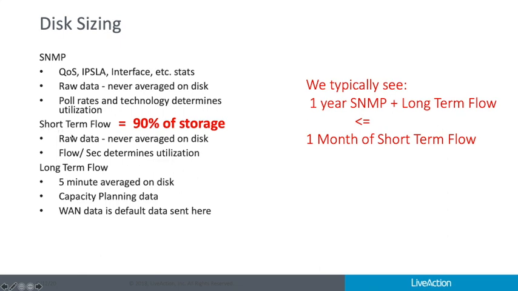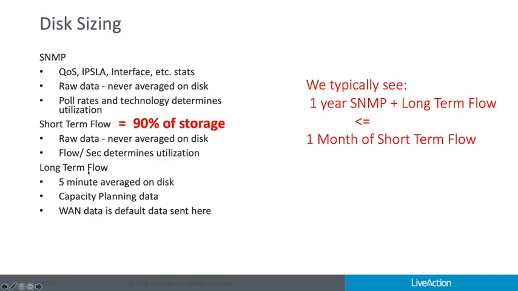So the short-term store, or the short-term flow, is the data that we use for troubleshooting. So if you want to go back in time and see exactly what was happening yesterday at 2 p.m. and you want to go down to the minute interval, the short-term store will allow you to do that. And just keep in mind that this is the store that consumes most of the hard drive space, and you notice we have 90% of the storage is being consumed by the short-term store.